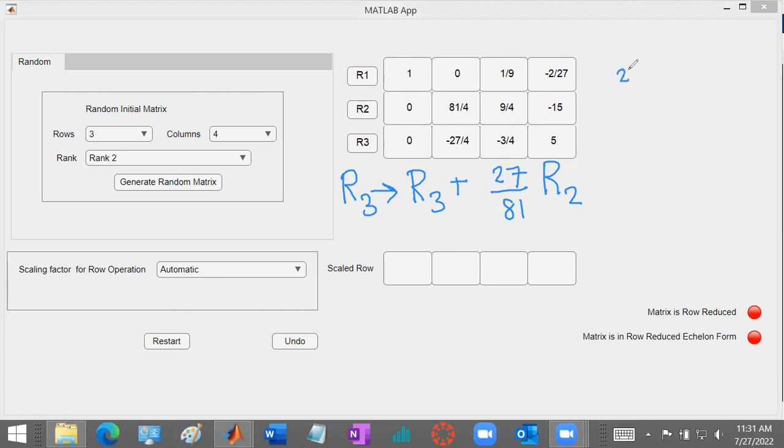And also 27 over 81 can be simplified, because 27 is 3 times 9 and 81 is 9 times 9. So these cancel and give you just 1/3. So this is 1/3. So let's calculate 27 over 81 R2.